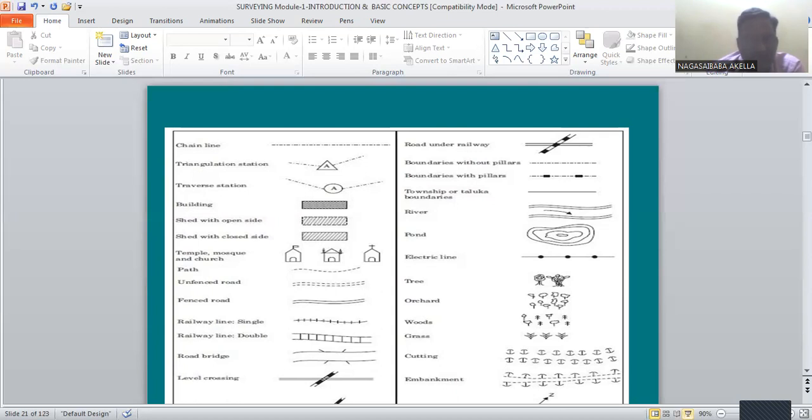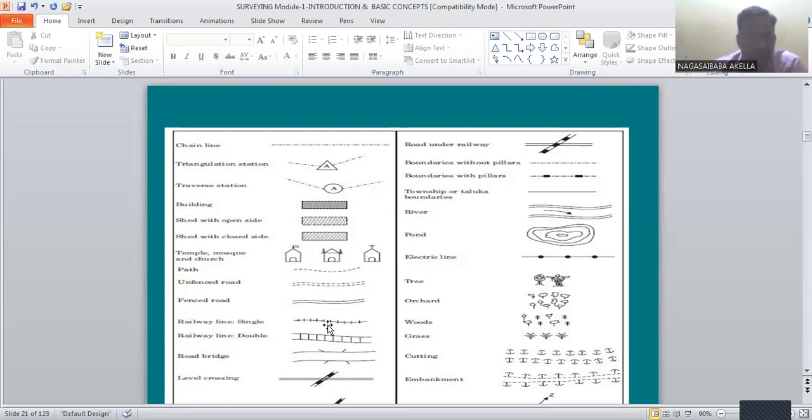Next, unfenced road. Unfenced road should be represented like this. There is no fencing. That means next to fenced road. Fenced road can be represented like this. Fenced means curb, footpath. So if there is no footpath, it is represented like this. If there is footpath or fencing, it is represented like this.